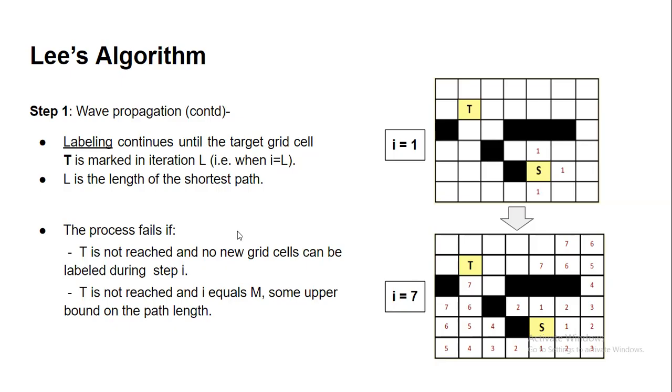The process phase, obviously, is an iterative process. If we don't find any target, but all the cells in the layout are leveled, that means there is no way to the target, right? So the process will fail. Also, we can set an upper limit like M equals 100. So after 100, we don't want to continue our leveling.